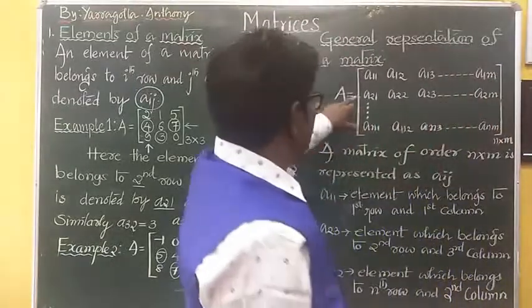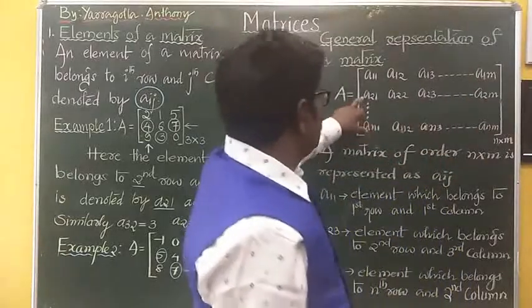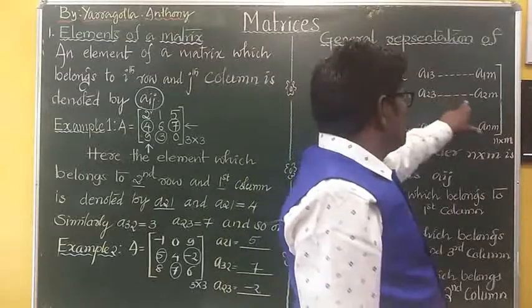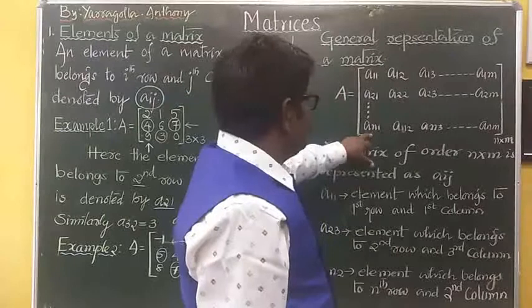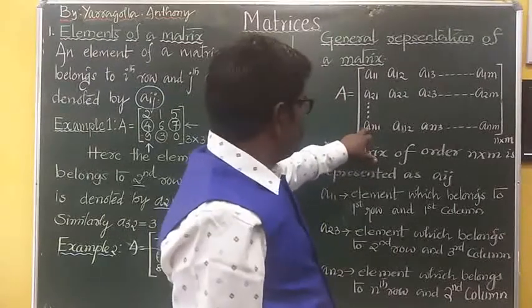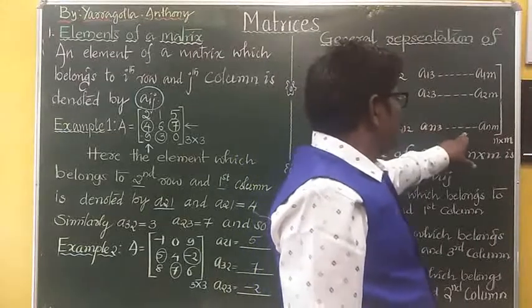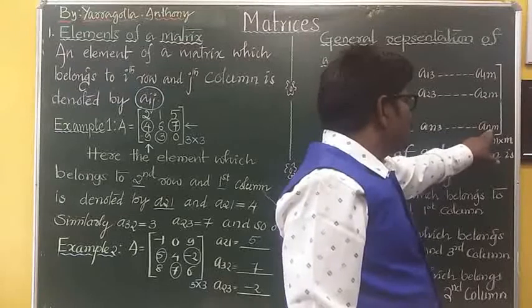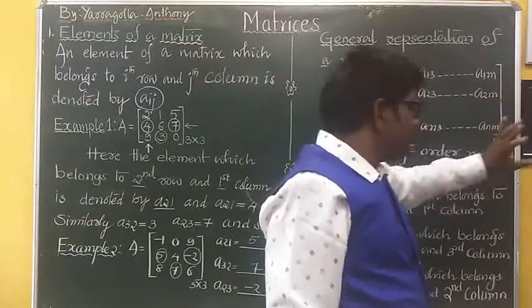Okay, next. A21 and so on are the elements in the second row. Which are those? A21, A22, A23, and so on up to A2m. So we can write up to n rows: An1, An2, An3, and so on up to Anm. So that means there are n rows and m columns. So the order of this matrix will be n cross m.